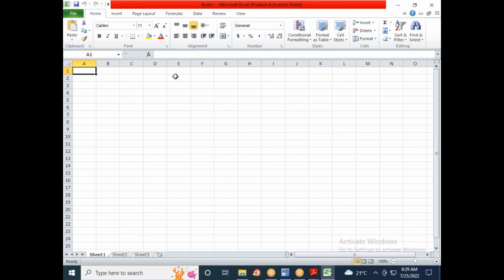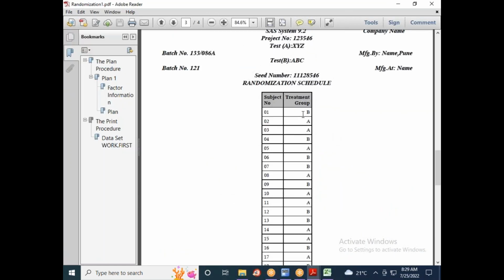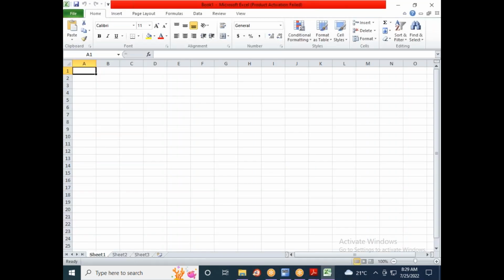So here I have two treatments, treatment A and treatment B. Now if you see here, for subject number one, if the subject is aware that he is taking a placebo, what response will the subject give? Suppose I am developing a molecule to control headache. So to reduce headache, I am giving this medication.